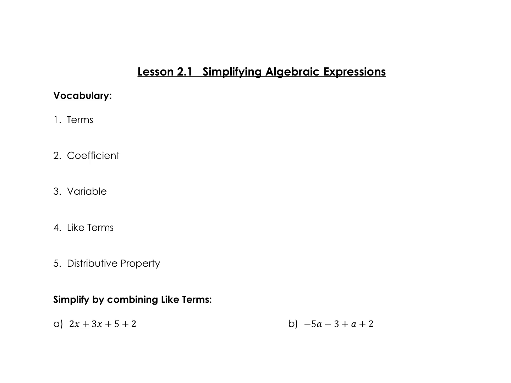For lesson 2.1, we're going to talk about simplifying algebraic expressions. So our new vocabulary words shouldn't really be super new, but we're just going to define some things so that we have some background. So we're going to talk about terms, coefficient, variable, like terms, and distributive property. So first we're going to talk about terms.